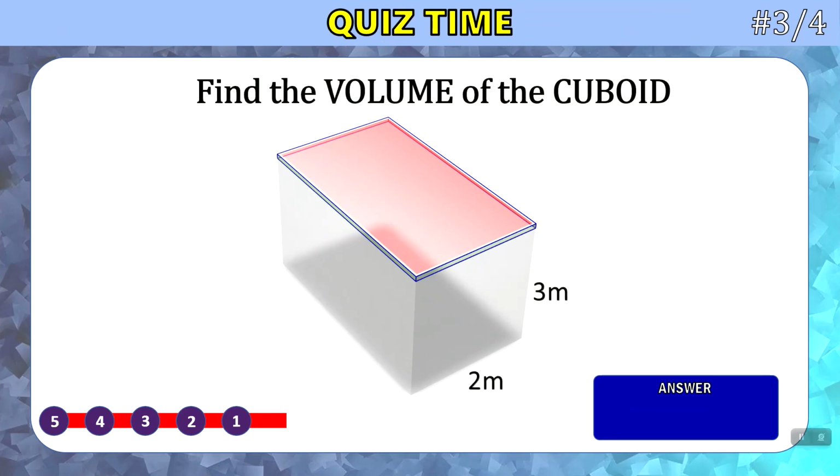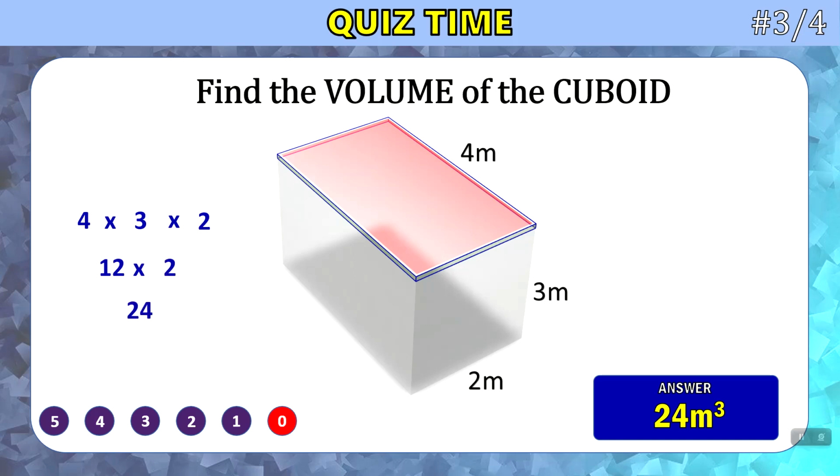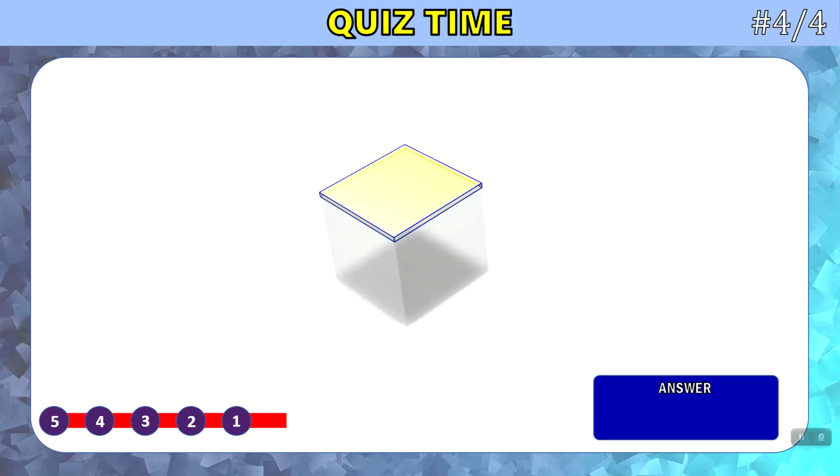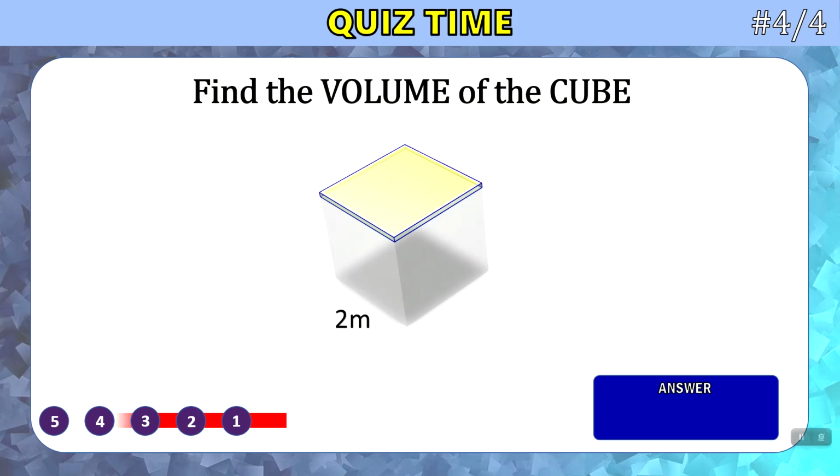Question 3. Find the volume of the cuboid. Time's up. Volume equals length times width times height, and if you multiplied 4 by 3 by 2, you get 24 meters cubed. And question 4. Find the volume of the cube. Time's up. The answer is 8 meters cubed.